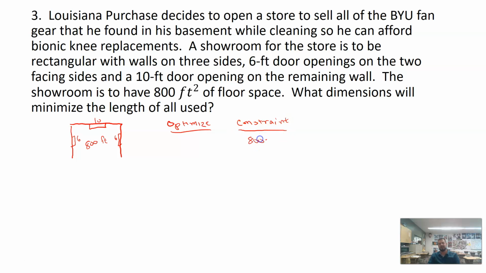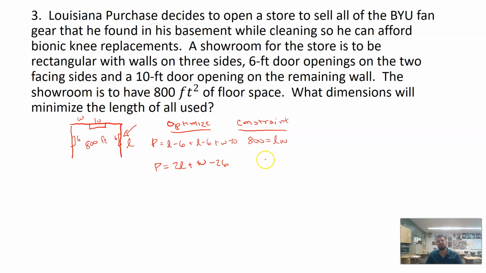So my constraint is 800 is equal to the length times the width, because this is still the length, this is still the width of the actual thing. The optimize equation, when you think about it, that's going to be like the perimeter that we have. So that's going to be like L minus 6 for this side, plus L minus 6 for the other side, plus W minus 10. So if I were to simplify that down a little bit, I would get 2L plus W minus 26 for my perimeter there.